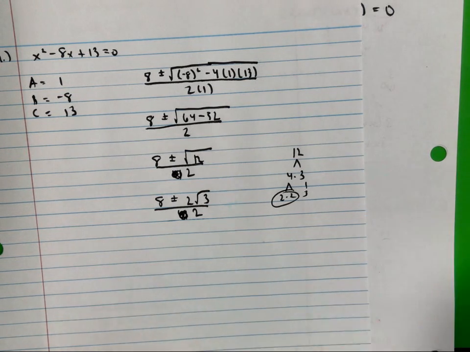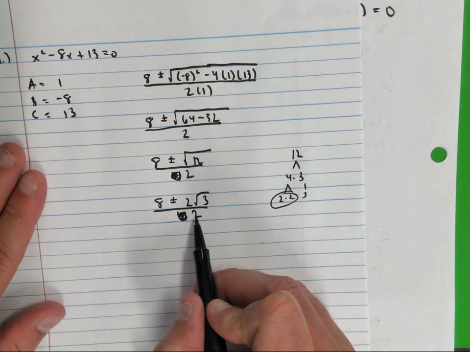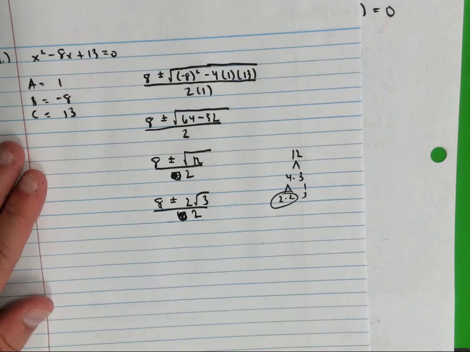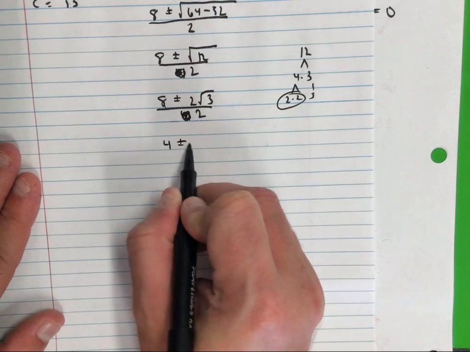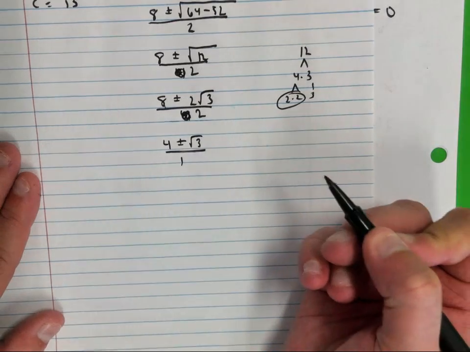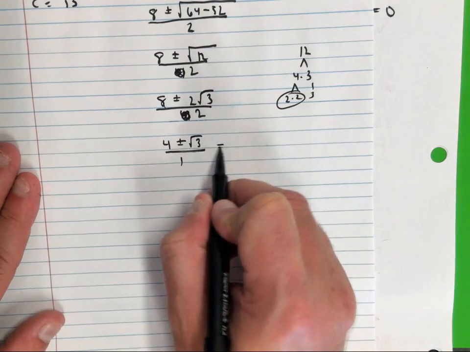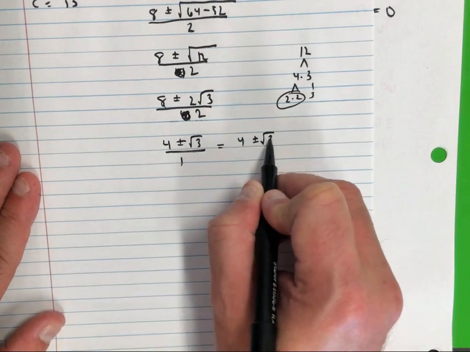All right, now, is that my final answer? Before you hit that submit button, what can I do? Now, you cannot go into that house, but if you have something that goes into all 3 of them, can you simplify that? Yes, I can take a 2 out. So I've got 4 plus or minus the square root of 3 over 1. Do you have to put that over 1? No, it's just 4 plus or minus the square root of 3.